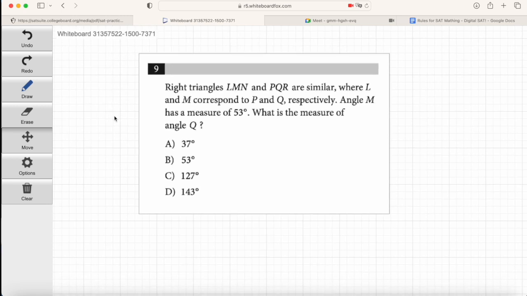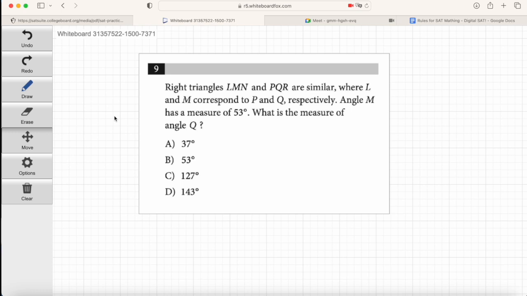Do you see the question up on the screen? Yeah, I just loaded it up. Okay. Go ahead and read it for us, please. Right triangles LMN and PQR are similar, where L and M correspond to P and Q, respectively. Yeah, it just means in that respective order. Angle M has a measure of 53 degrees. What is the measure of angle Q?